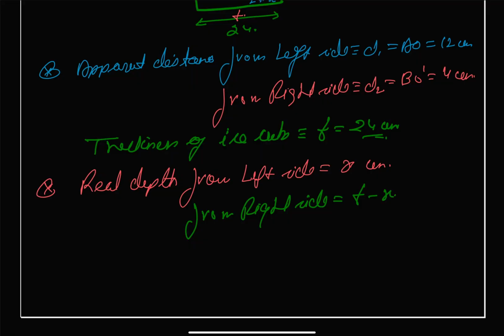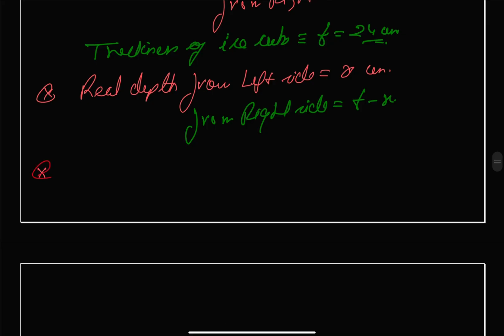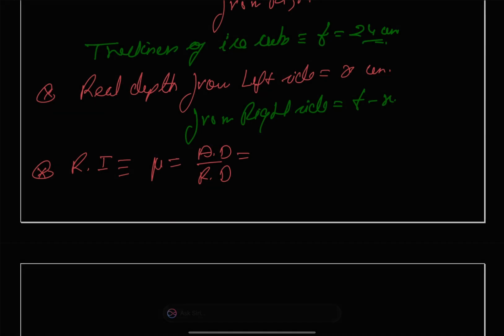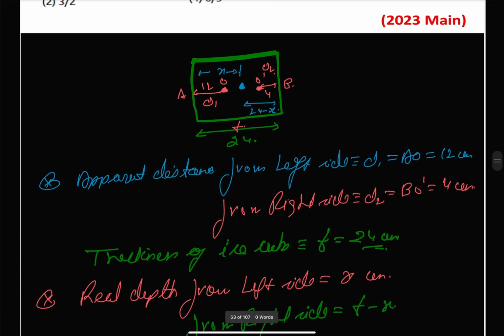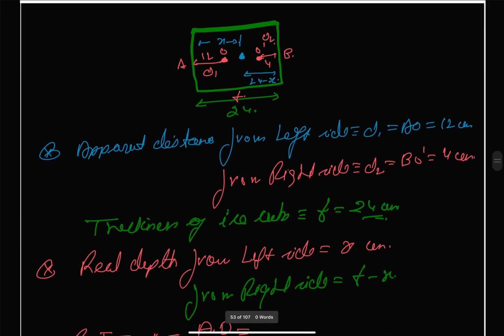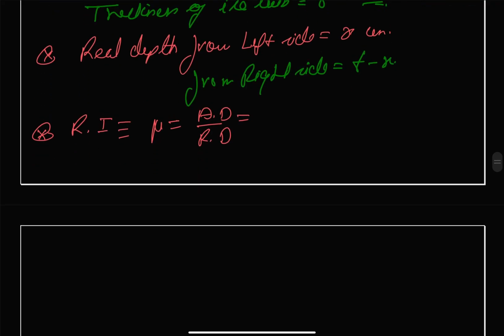And the refractive index, the formula we already know, that our refractive index mu will be equal to the real depth upon apparent depth.